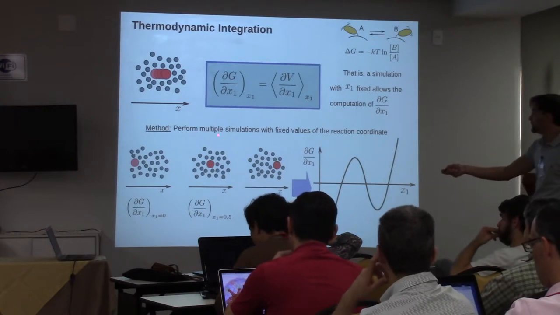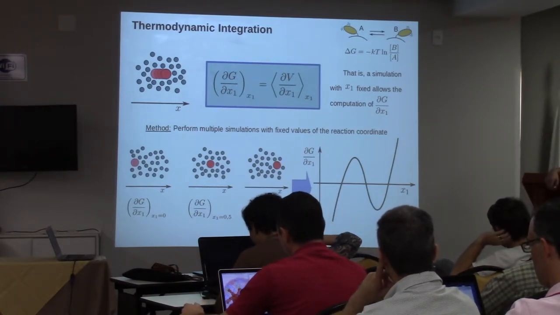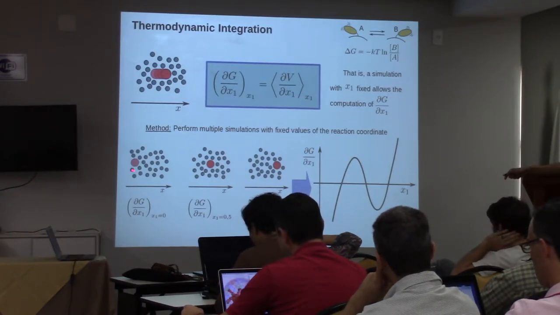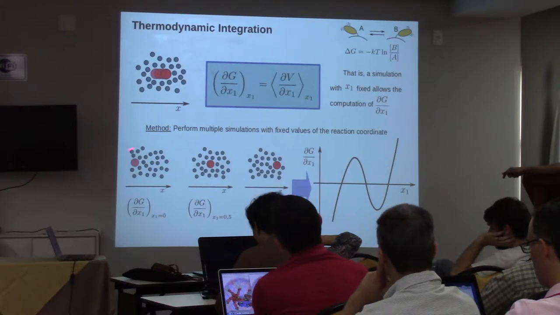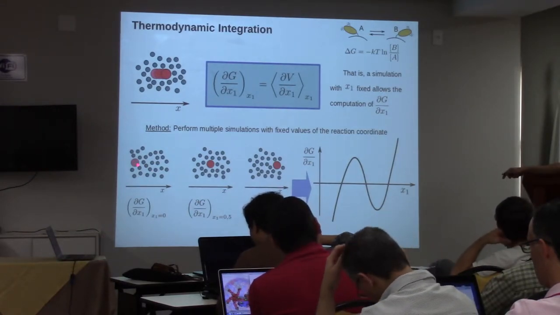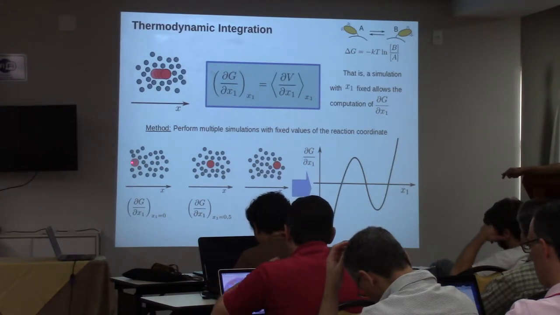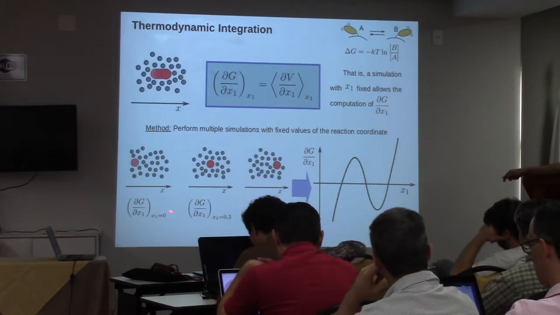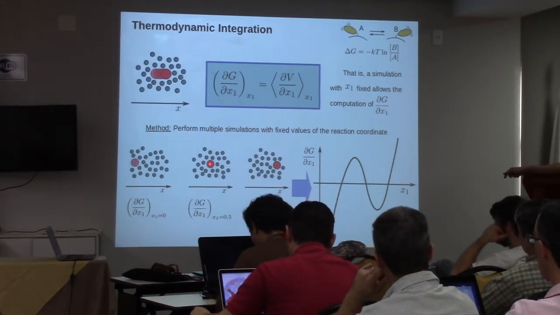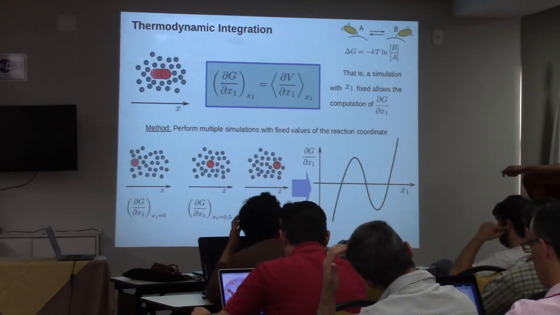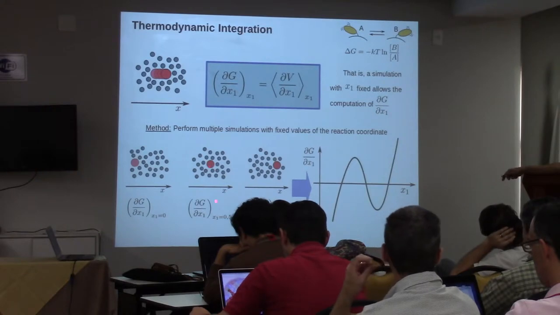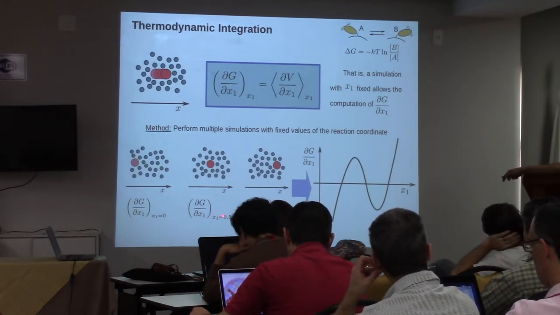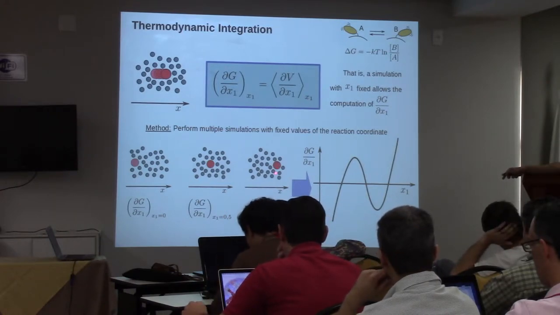So what we do, we perform multiple simulations with fixed values of the reaction coordinate. So we do a simulation in which the reaction coordinate is fixed at a specific value. This simulation progresses and samples configurations which are compatible with this specific value of the reaction coordinate. And from this simulation, we can compute the derivative of the free energy at this reaction coordinate. Then we do another simulation in which the reaction coordinate is fixed at a different value. So we move our particle in the system, and then we sample all configurations of the system which are compatible with this new reaction coordinate, and then we can compute the derivative of the free energy at this new reaction coordinate. Then again, the same thing for the atom fixed at a different point along the reaction coordinate I'm trying to study.